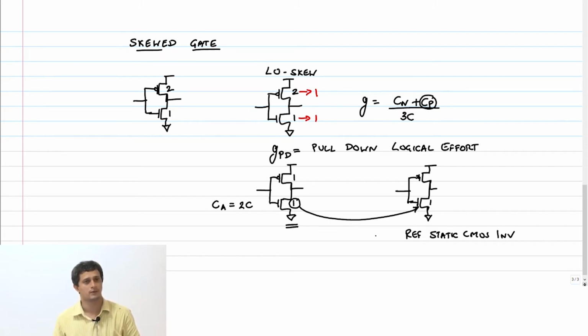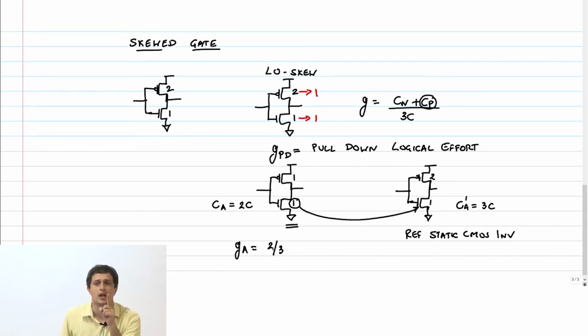Right? Clear? Now, if this is 1 and I want this reference inverter to be a symmetric static CMOS inverter, what should the PMOS be? Exactly. Therefore, the capacitance here, I'll call it CA prime, is 3C. Therefore, the logical effort, GA, is going to be what? 2 by 3. What was the logical effort of a reference static CMOS inverter? 1. I have brought that down to less than 1.